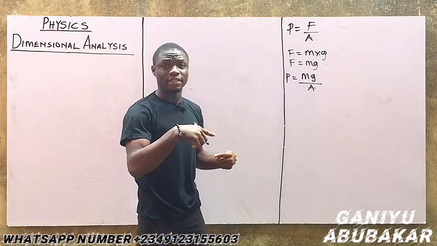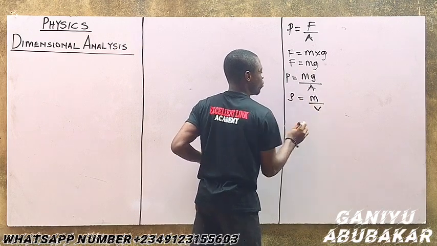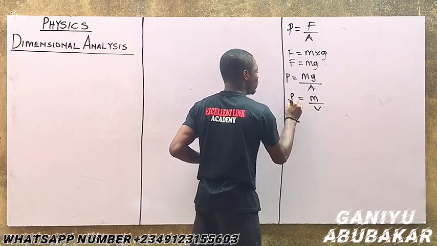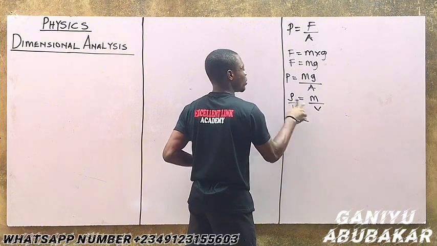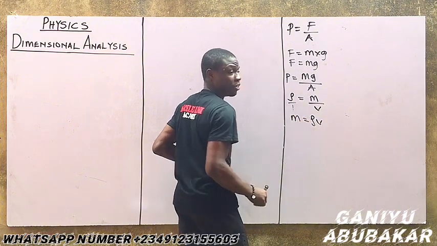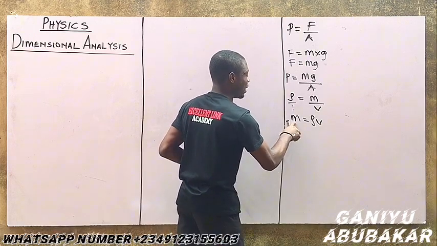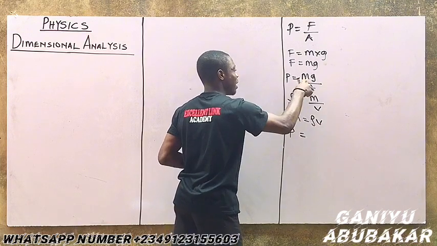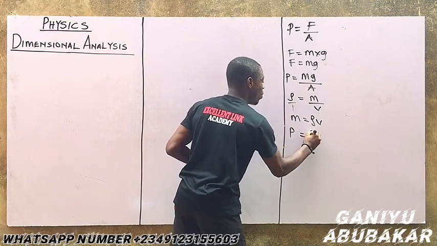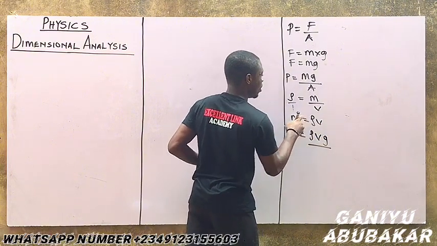With respect to density, we said density rho is equal to mass over volume. So m is equal to rho times V, which is rho V. From here, anywhere I see m, I'll put rho V. So pressure P is equal to rho V times g all over A.